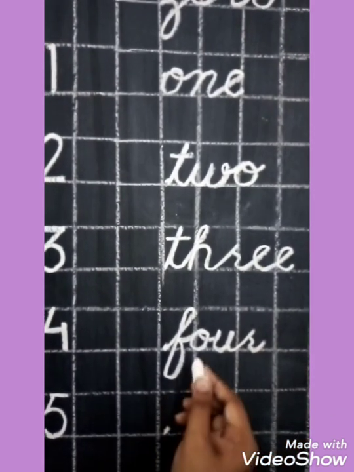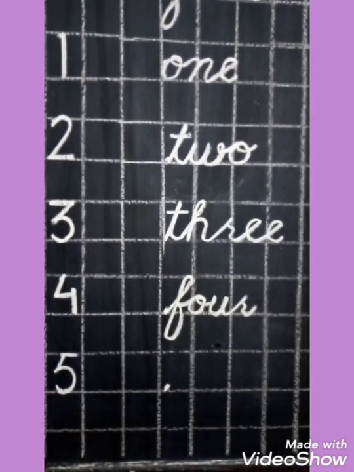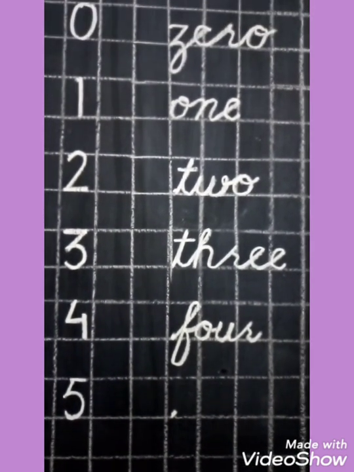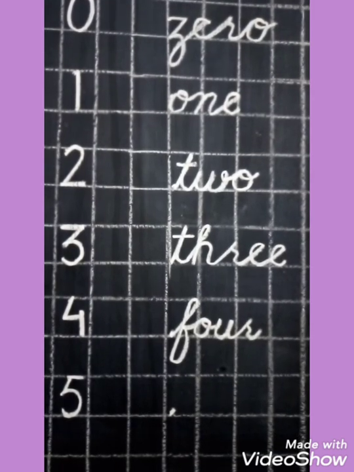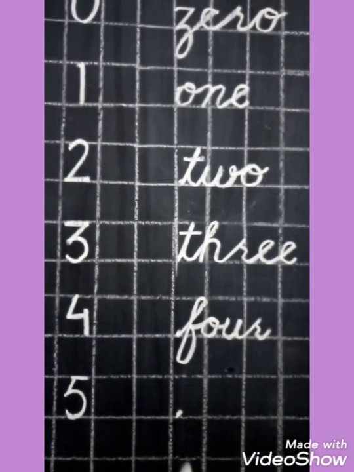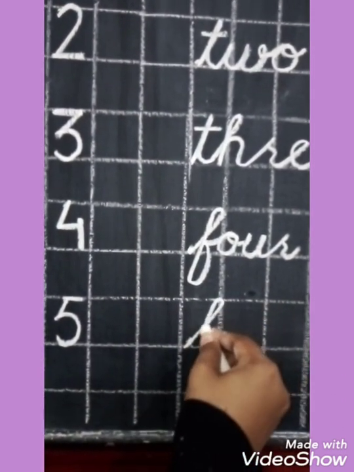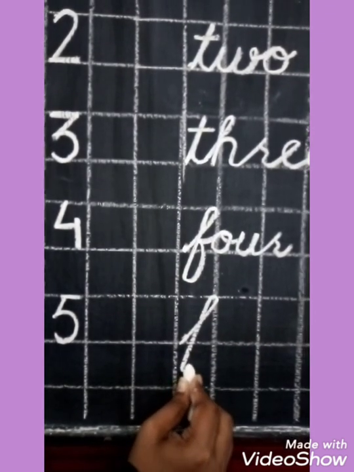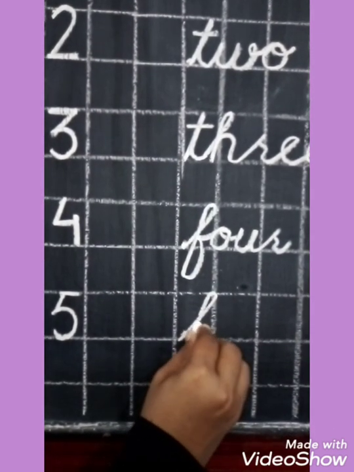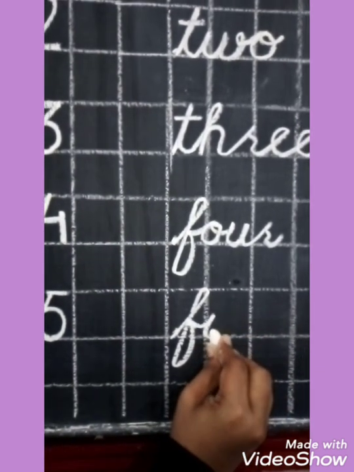F-O-U-R, 4. And the last number is 5. The spell of 5 is F-I-V-E, 5. Learn again. F-I-V-E, 5. Start from the given dot. Make slanting line. Round your pencil. Come down in slanting way. From this point go up and make tail and go up and come down. This is I. Slanting line.